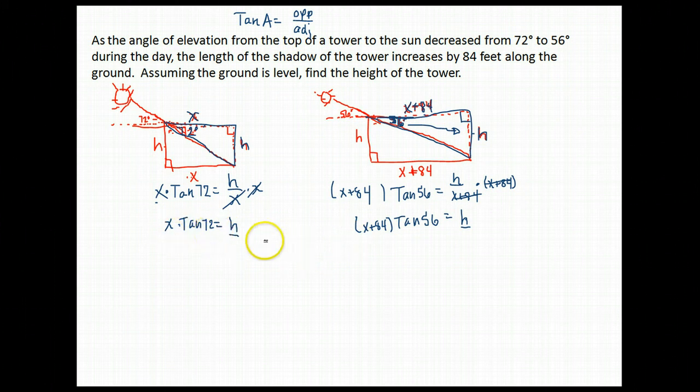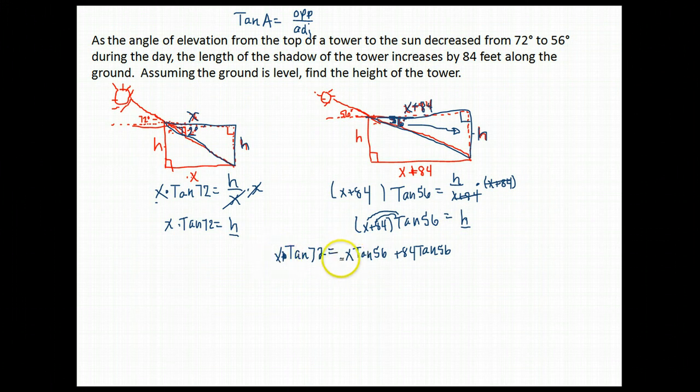So x times the tangent of 72 is equal to, I'm going to go ahead and distribute this here, x times tangent of 56 plus 84 tangent 56. Okay, so those two values, I set them equal, and again, I just went ahead and did my distributing there just to save myself some room. We are still solving for a variable here. The variable we have is x.